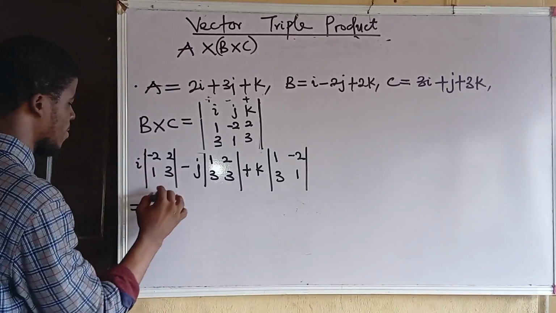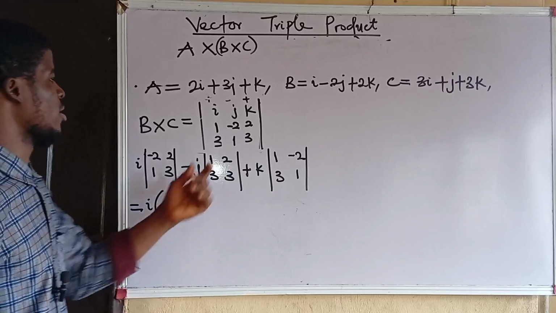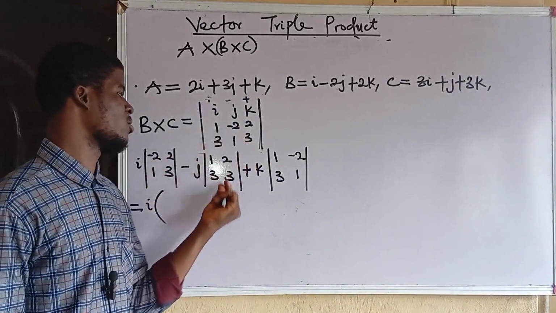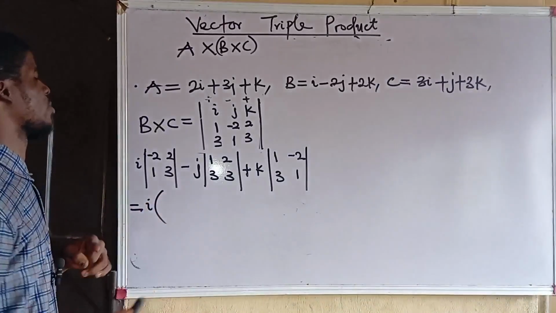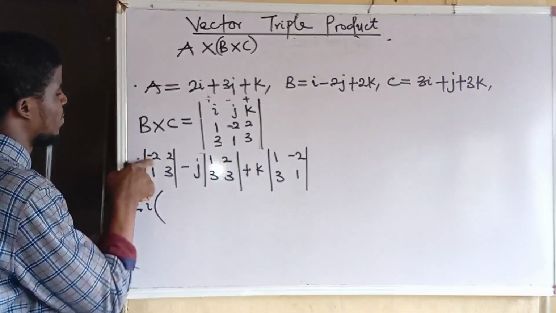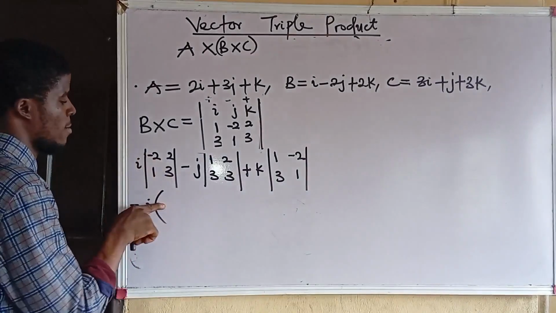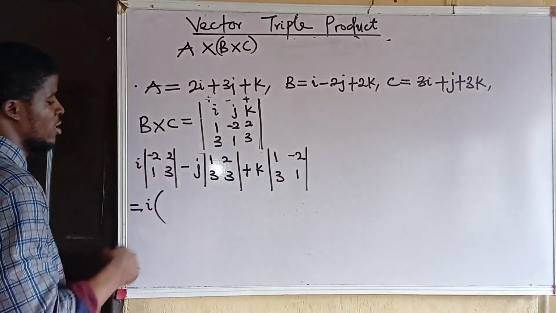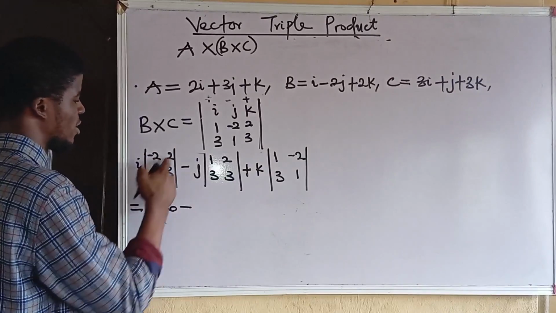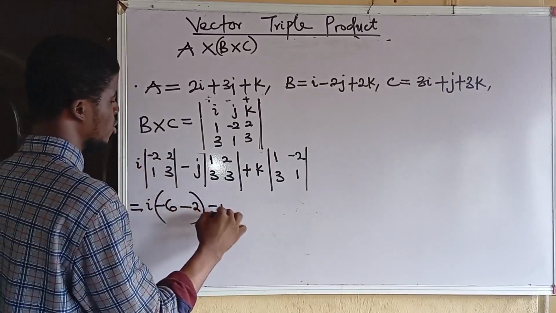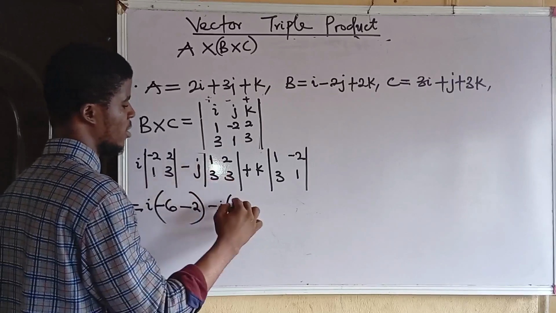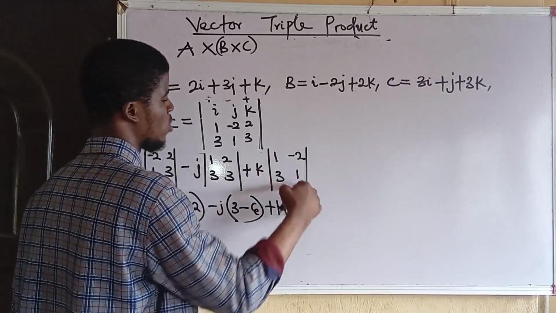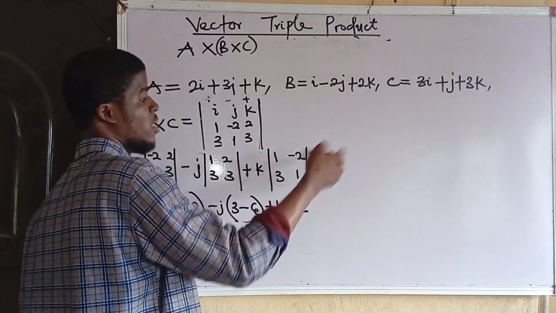Initially we had a 3 by 3 matrix, but now we've broken down the matrix into 2 by 2. So for 2 by 2 matrices, the determinant is simple. Multiply the two elements on the principal diagonal minus multiply the two elements on the other diagonal. So -2 times 3 is -6. Minus 1 times 2 is 2. Then we have minus J. 1 times 3 is 3. Minus 3 times 2 is 6. Then we have plus K. 1 times 1 is 1. Minus 3 times -2 is -6.